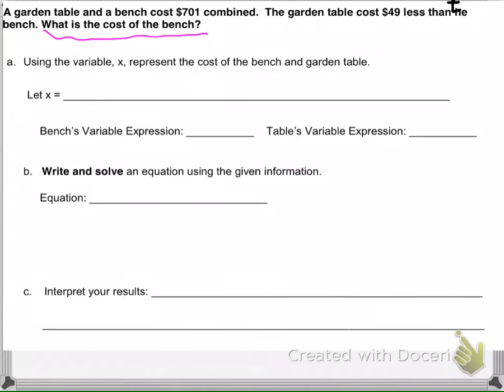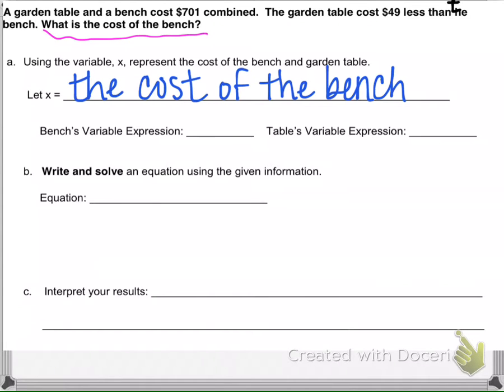So we could have that be X, or we could have the garden table be X. It's up to us. It just said to use the letter X. So I'm going to go ahead and let X be the cost of the bench. So if X is the cost of the bench, then this represents the bench's variable expression.